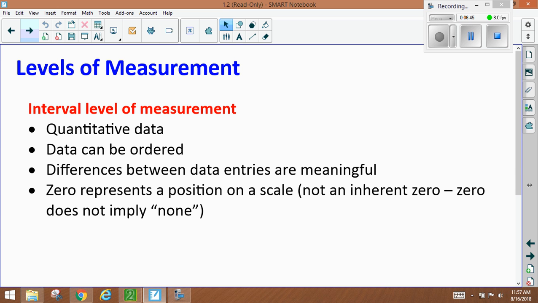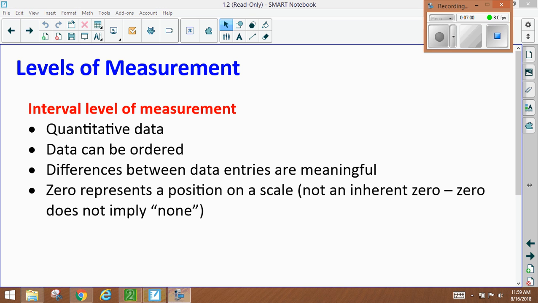All right. So now our next level, the third level, we're looking at is the interval level of measurement. So it's got. I'll let you read that. All right, so this last bullet is interesting, right? It says 0 represents a position on a scale, not an inherent 0. 0 doesn't imply none, right? Like 3 minus 3 is 0 kind of thing. But 0 might be a starting point. It might be where you're beginning.